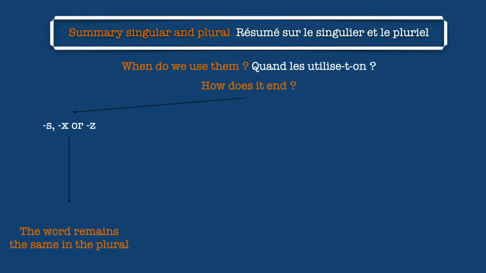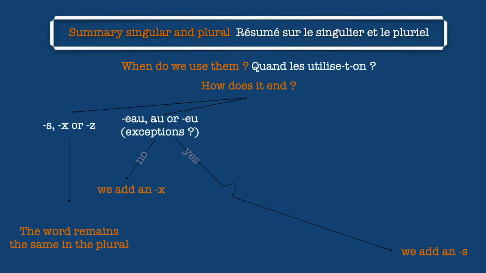I gave you the example with the word price in French. Second option is the words ending by eau or eu in singular. Here it is a bit more complex, because there are exceptions. Therefore, if it's an exception, we add an S at the end of the word. And if it's not an exception, you add the letter X at the end of the word, and there you have the plural.